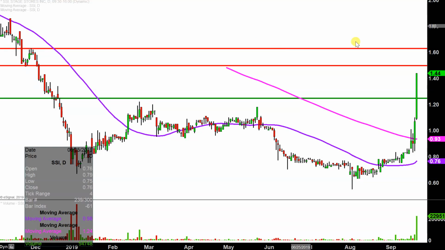All in all, though, look at it, monster movement today, and let's see if the bulls and the price can build upon this momentum or not next week.